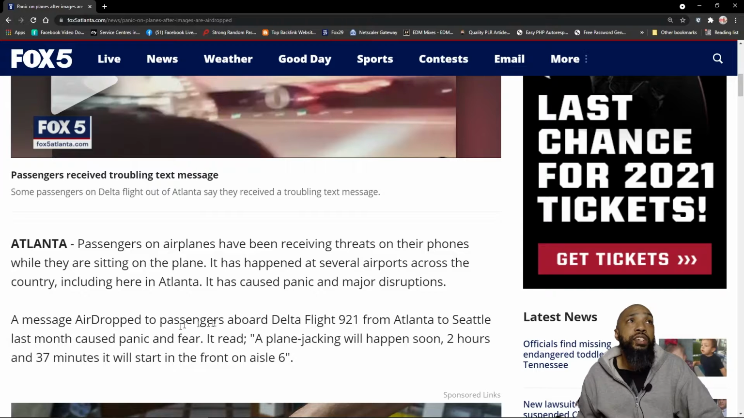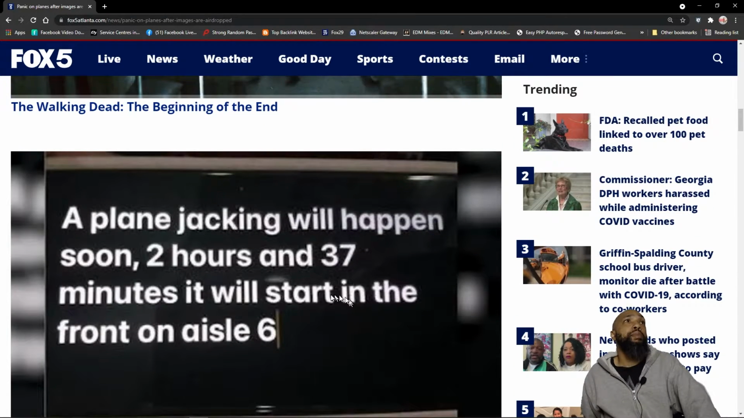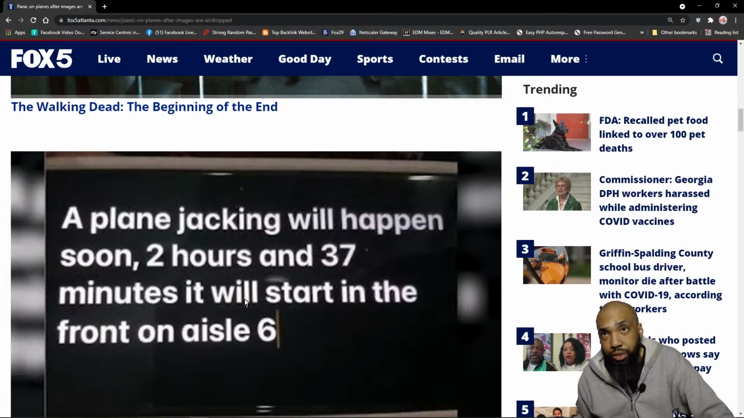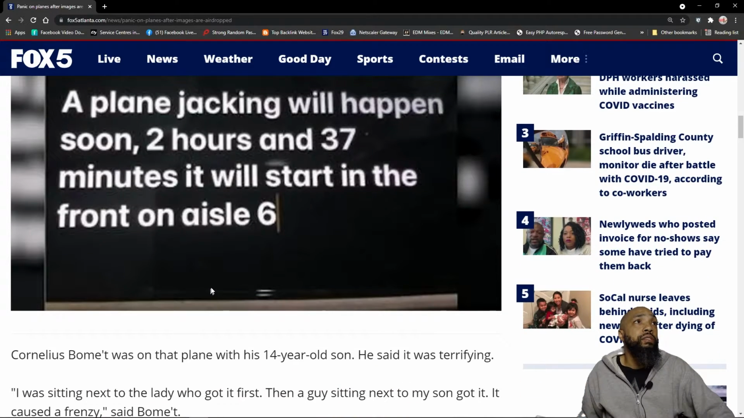And there was a message that was airdropped to passengers aboard Delta Flight 921 from Atlanta to Seattle last month, which caused panic and fear. It read, a plane jacking will happen soon, 2 hours and 37 minutes, and it will start at the front of aisle 6. Imagine sitting on a plane and receiving that message would be a pretty alarming experience. So as you imagine, there was a whole lot of riffraff.